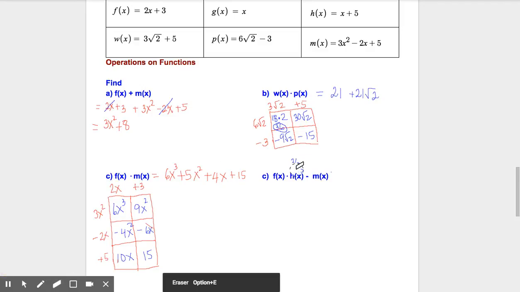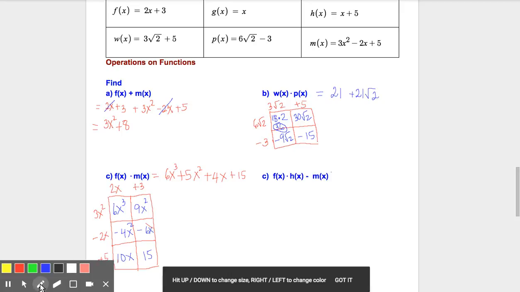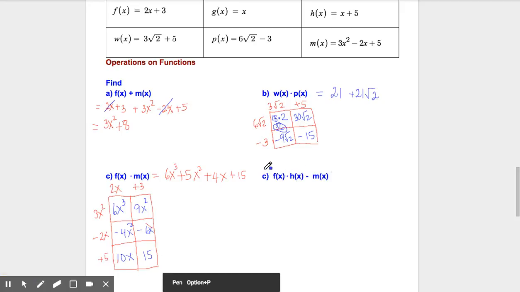Okay, let's move on to the last one. Oh, this is supposed to be D. Okay, so now here we have f of x times h of x minus m of x. So here we are going to apply PEMDAS. We multiply first before we subtract. Because we're multiplying here, we can think of this as, again, the area of a rectangle. So let's make a rectangle here.